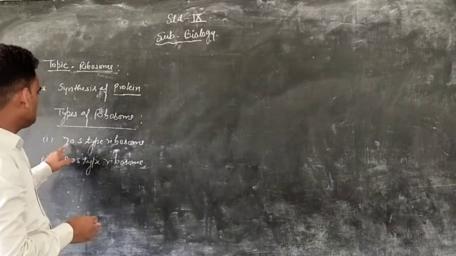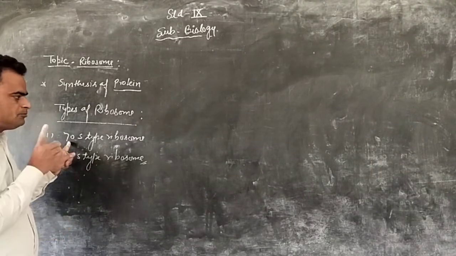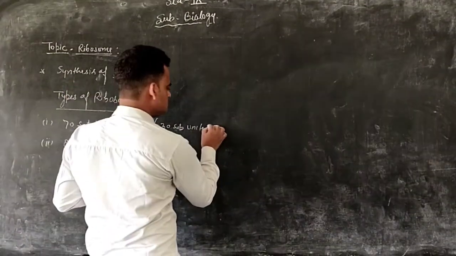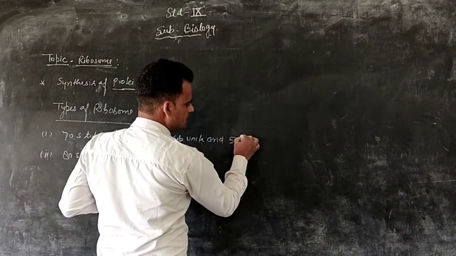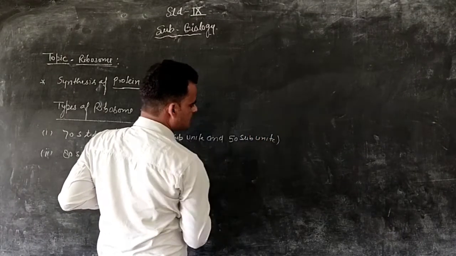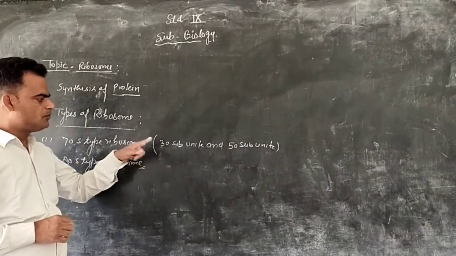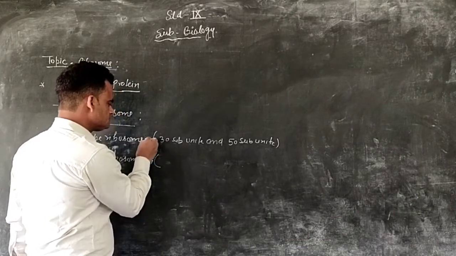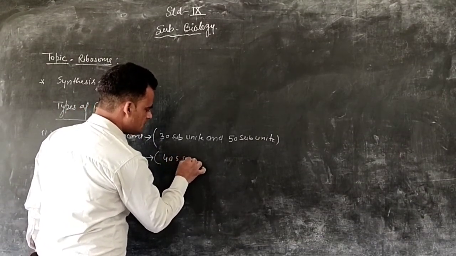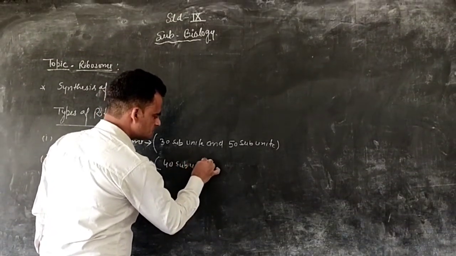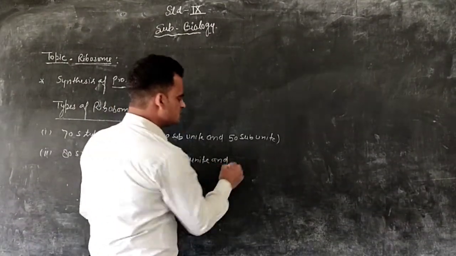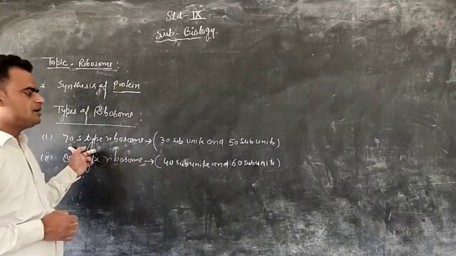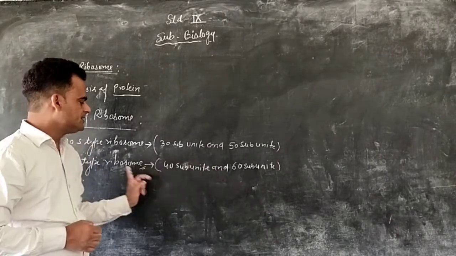Ribosomes are made of two subunits. The 70S type ribosome has a 30S subunit and a 50S subunit, and the 80S type ribosome has a 40S subunit and a 60S subunit. So two units are present in the 70S type ribosome and two units are present in the 80S type ribosome.